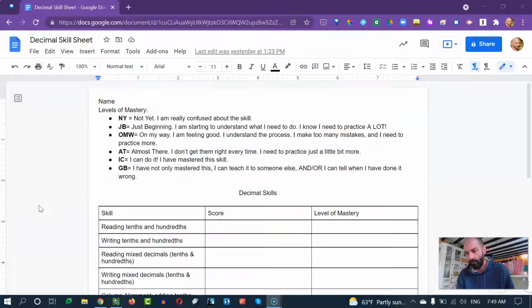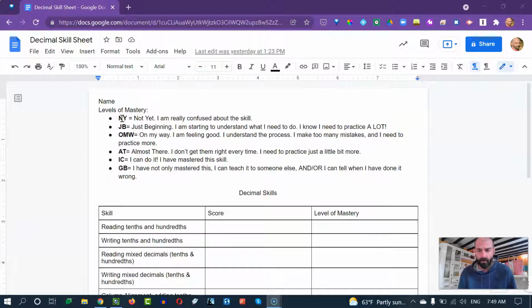I will have told you about this before, and I know it's the second video, but I'm going to talk about it anyway. So these are the different levels of mastery. It can be "not yet," where whatever I'm talking about, you're super confused about. It doesn't make any sense. There's just "beginning," which means you feel like, I think I might be able to do this. I just need to practice a lot, get some feedback, and see how I'm doing with it.